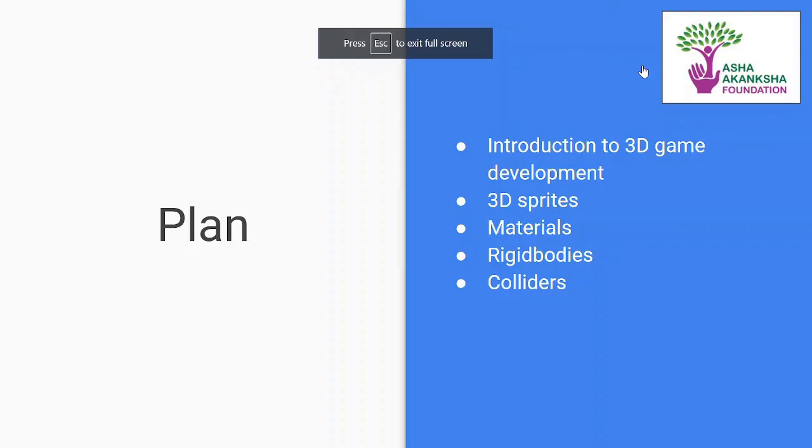So in this video, we learned how to get started with a 3D game. We created some 3D sprites, we added some materials, we added rigid bodies to those game objects and colliders as well. We also saw how motion actually happens in the 3D world in Unity. And I really hope you enjoyed this video.